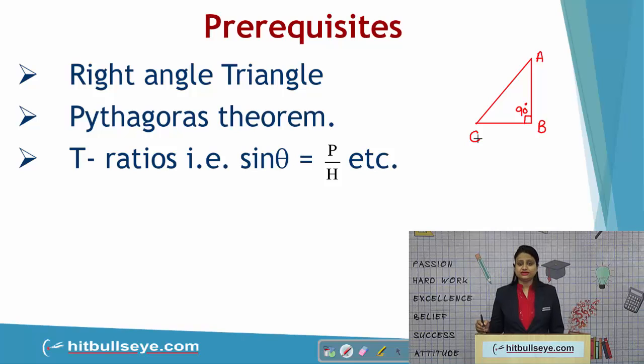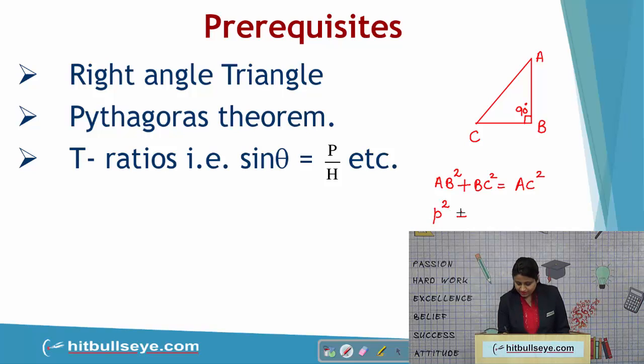Then you must know Pythagoras theorem. Important. What is Pythagoras theorem? If there is a right angle triangle, for example, we can take ABC here. In every right angle triangle, AB square plus BC square is equal to AC square, that is perpendicular square plus base square is equal to hypotenuse square. Here AB is the perpendicular, BC is the base and AC is the hypotenuse.